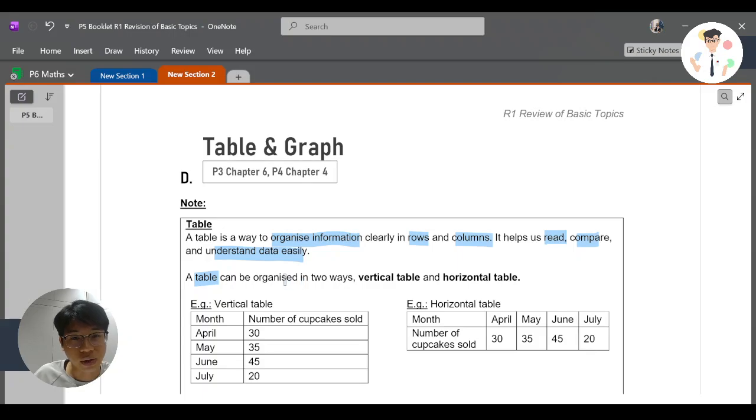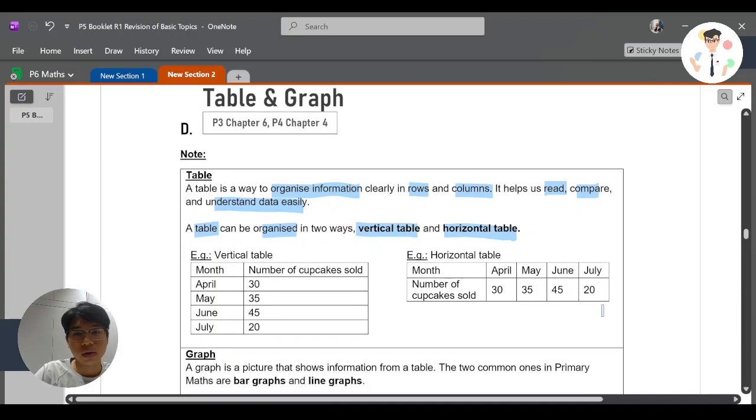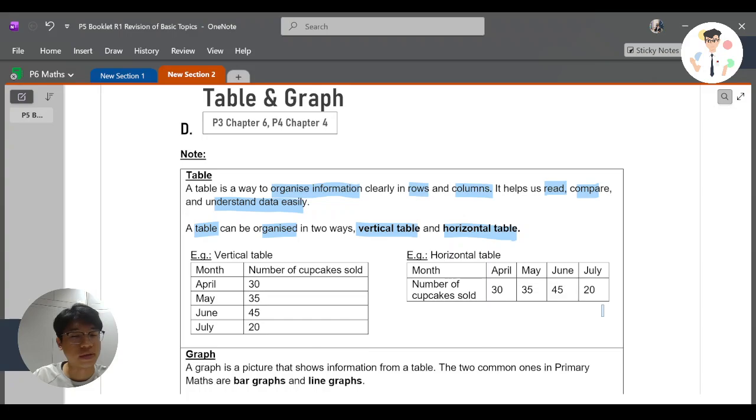And a table can be organized in two ways, vertical table and horizontal table. So a vertical table, as you can see, is like this. Horizontal, as you can see, is something like this. If you ask me which one is better, again, it's up to you. But in the exam, it can come out as either a vertical table or a horizontal table. But you need to know how to read the information. And perhaps I think it's simple enough for you to read, unless they put in a lot of different information.